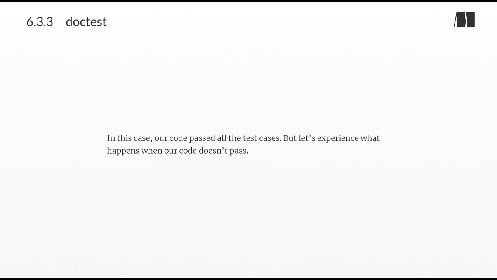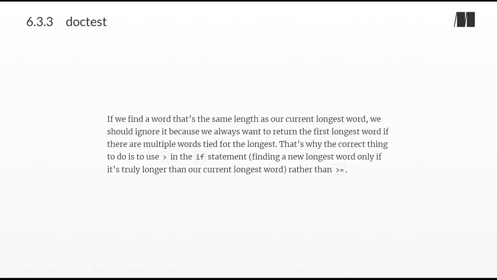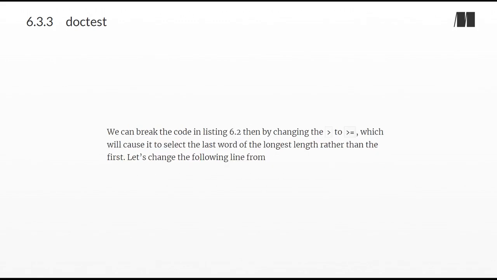But let's experience what happens when our code doesn't pass. If we find a word that's the same length as our current longest word, we should ignore it because we always want to return the first longest word if there are multiple words tied for the longest. That's why the correct thing to do is to use greater than in the if statement, finding a new longest word only if it's truly longer than our current longest word, rather than greater than or equals. We can break the code in Listing 6.2, then, by changing the greater than to greater than or equals, which will cause it to select the last word of the longest length rather than the first.